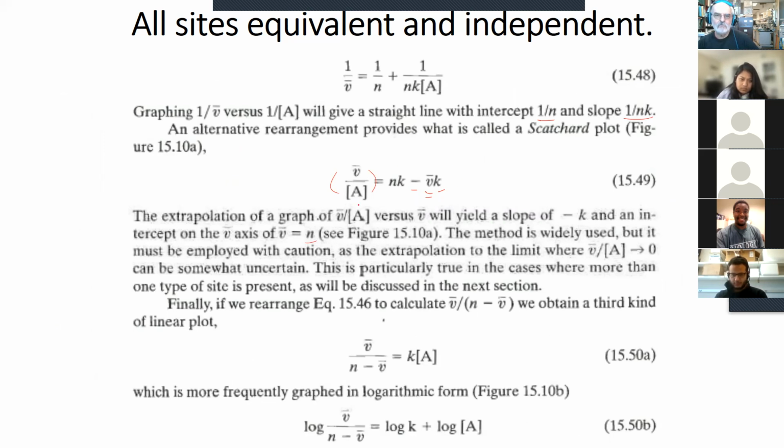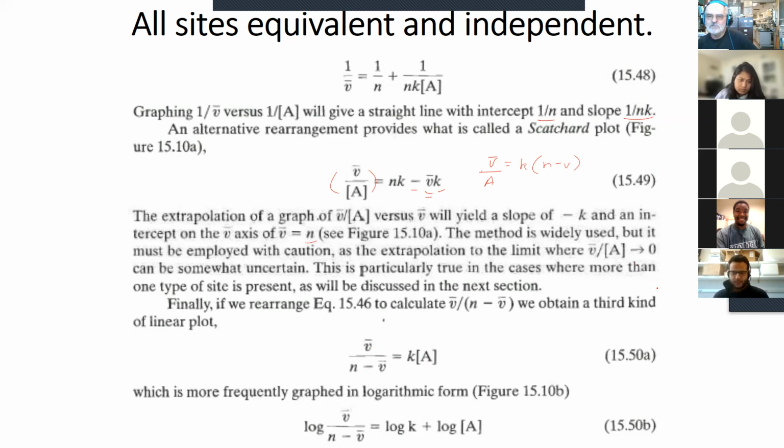Okay, if you rearrange this equation here as nu over A, let's do the whole thing first. Where's my cursor? There it is, over A. And we make this K times N minus nu. And then bring the N minus nu to the left and the A to the right. It will become nu over N minus nu is equal to K times A.